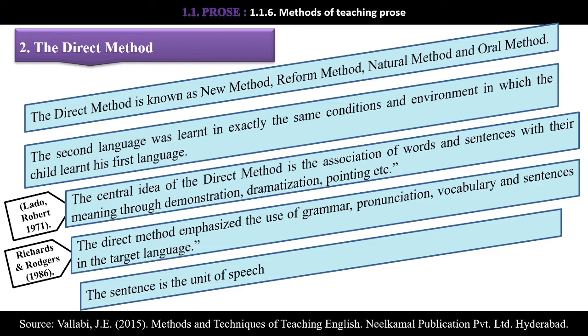So while teaching prose, we can use this direct method to teach prose and poetry. Using this method, we explain using the same language, that is the second language, to explain that prose and poetry. It means that we convey the meaning of the words and sentences using the second language, or directly. That is the important thing in the direct method.